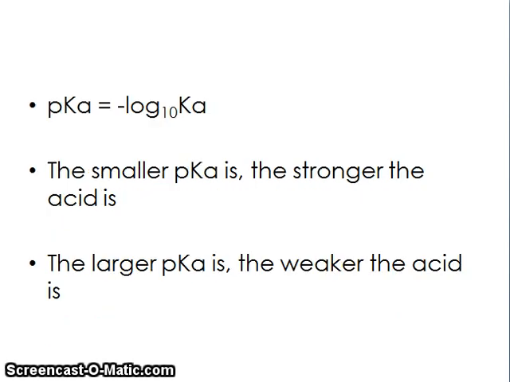Now another thing you need to know about is pKa. You will see this expression written as pKa. And students get very confused about this, but it's quite simple. pKa is equal to minus log 10 of Ka. So in the same way that pH is minus log 10 of the H+ concentration, pKa is minus log 10 of the Ka. And the smaller pKa is, the stronger the acid is. And the larger the pKa is, the weaker the acid is. And this follows on from when we were talking about Ka on the previous slide.